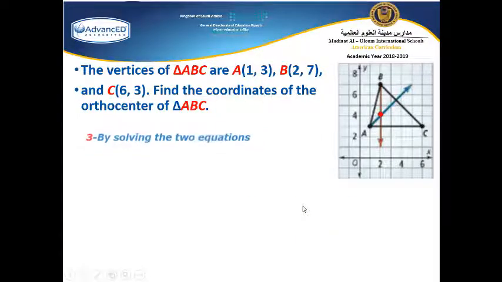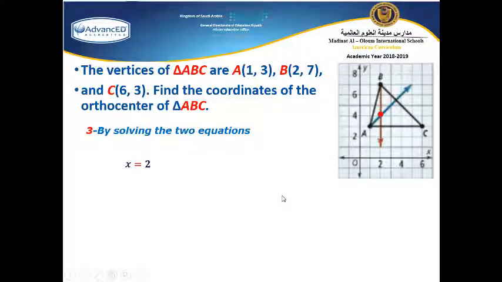Let's solve the two equations. x equals 2 is the first equation, and the second one is y equals x plus 2. By solving the first and the second equation, we get that y equals 4. Then the point of intersection of the two altitudes, the orthocenter, is (2, 4).